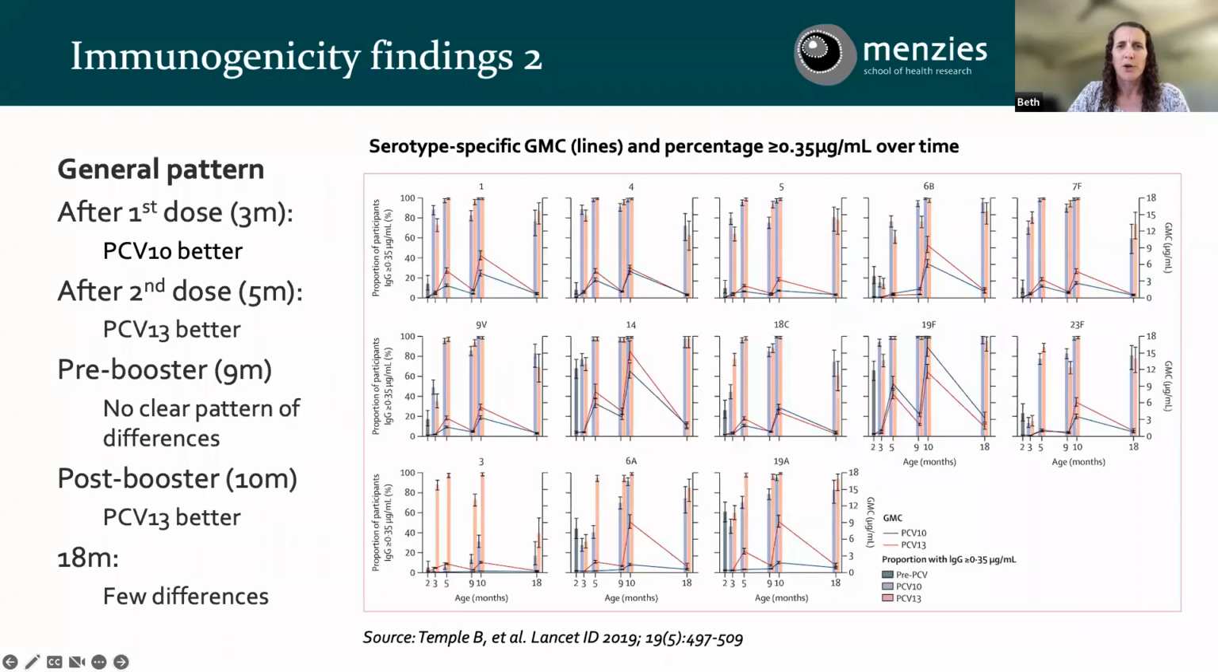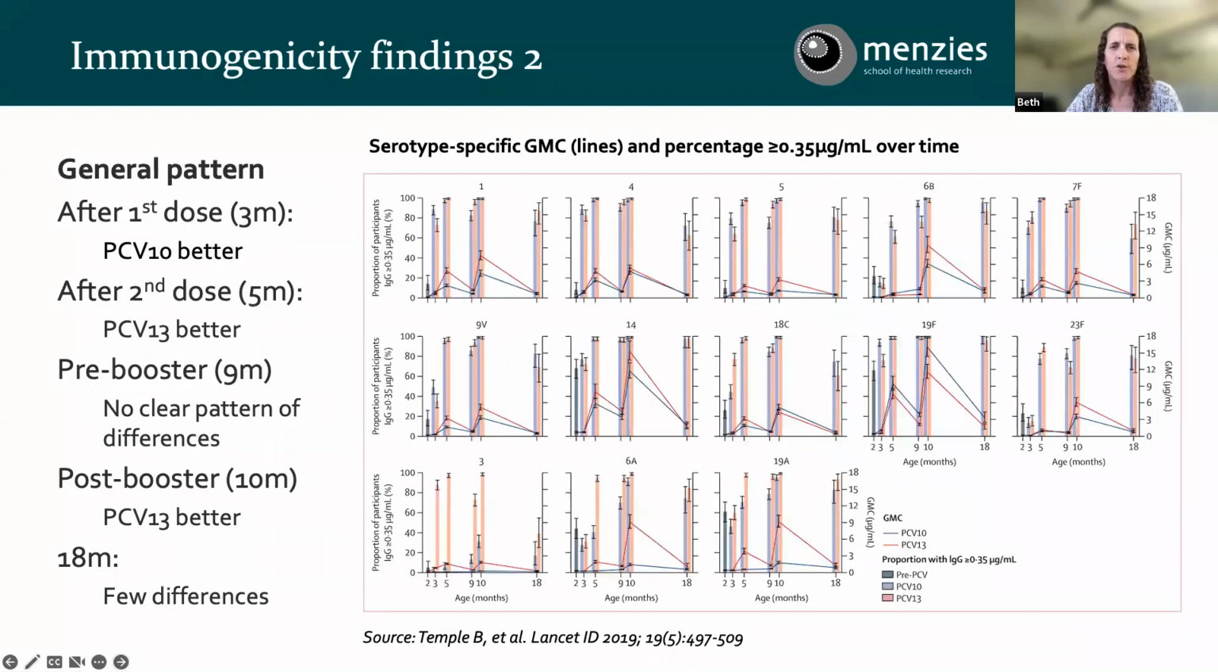This graph looks busy, but I'll walk you through it. It shows the immunogenicity over time. The bars show the percentage above 0.35, and the lines show the geometric mean concentration, or GMC, of antibody. Each plot represents a different serotype, and time is shown on the x-axis.